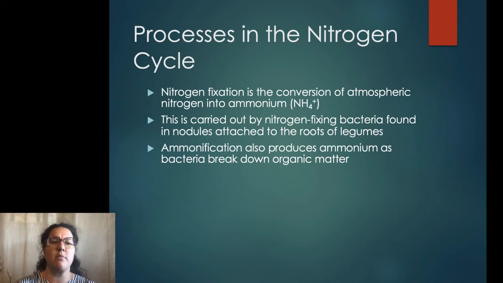So an important term to remember is nitrogen fixation. So nitrogen fixation is the conversion of atmospheric nitrogen into ammonium or NH4+. So this is carried out by the nitrogen fixing bacteria, like I said, in the roots of legumes. So alfalfas, peas, beans, which is why they're important crops to grow. Ammonification also produces ammonium. So this is again the breakdown of organic matter done by decomposers.